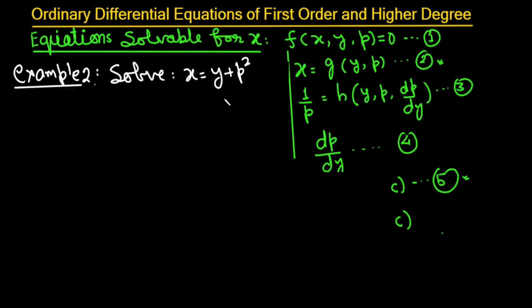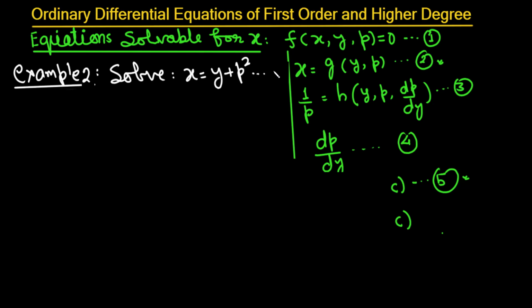So let us take one more example, and here we have to solve x equals y plus p square. Because of p, this is a first order equation, and because of p square, this is a second degree equation. Okay, so this is an ordinary differential equation of first order and second degree. Now it is already written in the form where x has been expressed in terms of y and p.